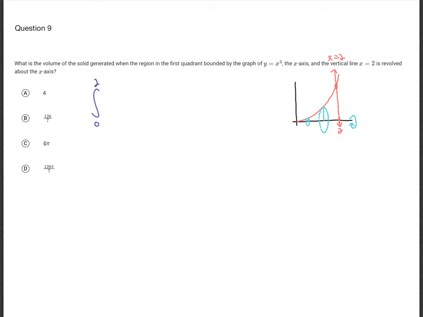So we know we're doing pi r squared. This is just a standard volume of revolution type problem. We're doing pi r squared, and r is just the value of this function, which is x cubed. So we're doing pi r squared dx. Our r is x cubed, x cubed squared. So that's really x to the 6th.